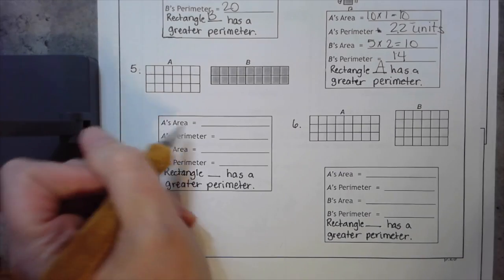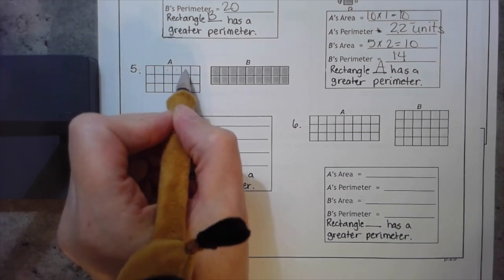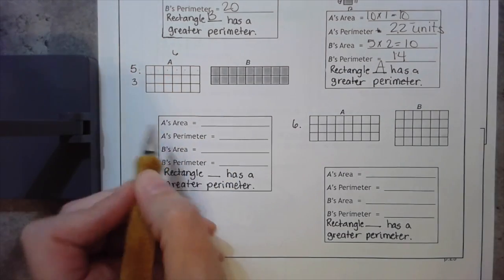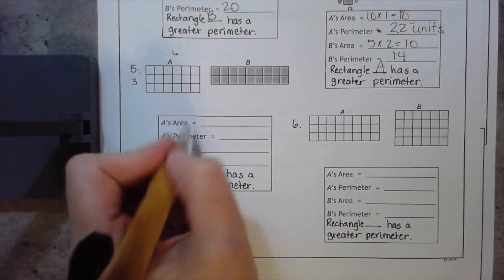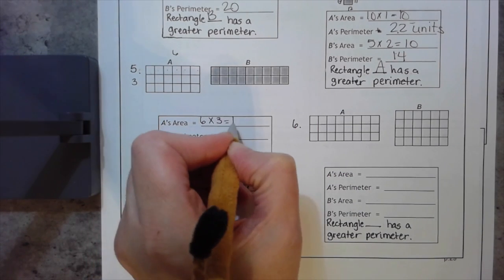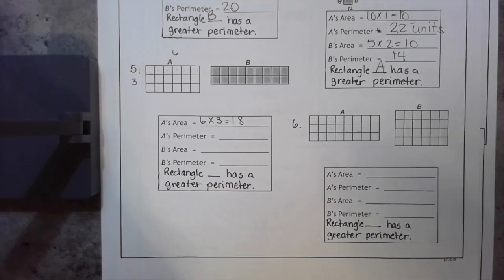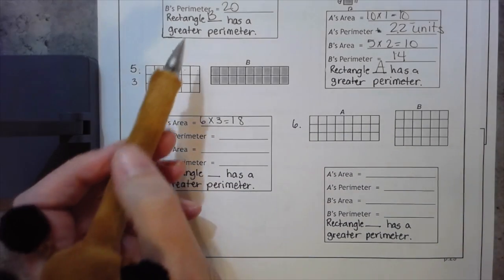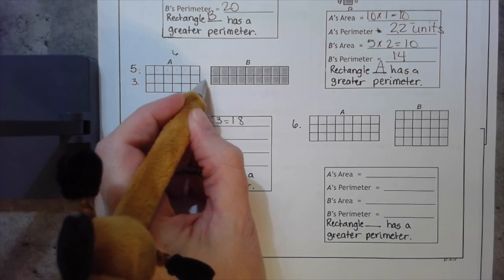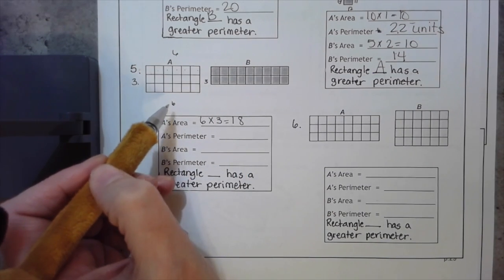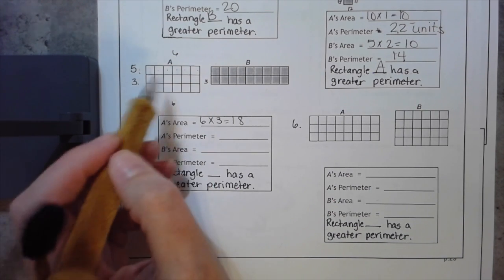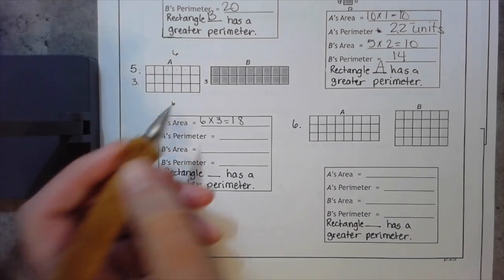Okay, rectangle A's area, 1, 2, 3, 4, 5, 6 across and 3 down. So 3 times 6 or 6 times 3, I'll get the same product, which is 18. Now I'm going to do the perimeter. Okay, if this side is 6, I know this side is 6. If this side is 3, I know this side is 3. 6 plus 6 is 12. 12 plus 3 is 15. 15 plus 3 is 18.